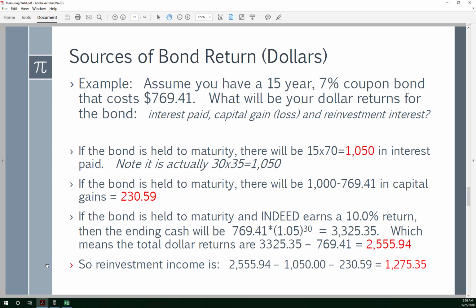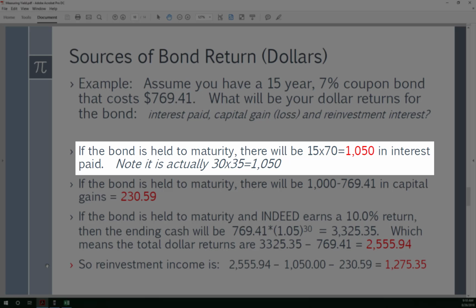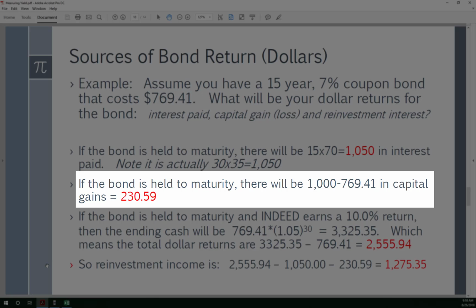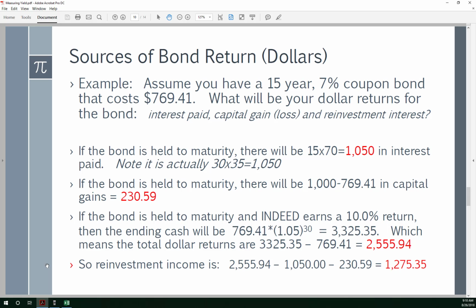So if the bond is held to maturity, there will be 15 times 70, so $1,050 in interest paid. Now note, if the interest is actually paid every 6 months, we're going to have 30 payments of 35, but that still gives us $1,050 in payments. If the bond is held to maturity, there will be a $230.59 gain. Now this does assume, actually both this and the interest payments assume that the bond never defaults.